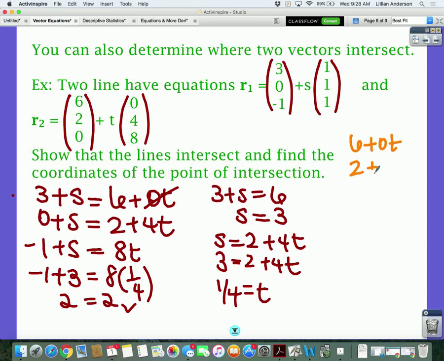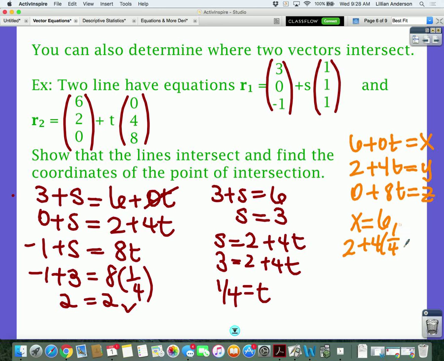Okay? So these three equations that we had before, remember, the way they're lined up in the vector is exactly what they represent. The first line represents your x, the second equation will represent your y, and the third equation will represent your z. So when you plug in 1/4, it'll give you your x, your y, and your z. So 6 plus 0 is 6, so x is 6. When we plug in 1/4 for t, what's y going to equal? 3.